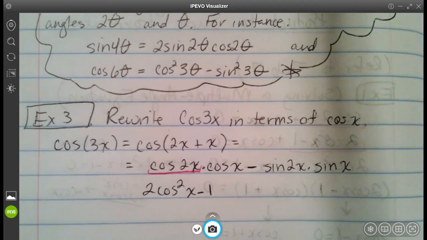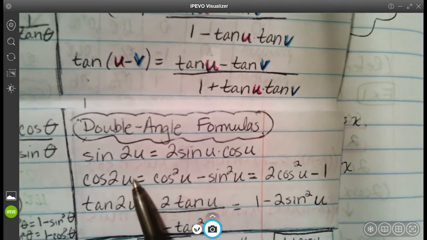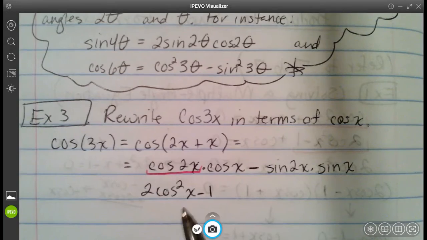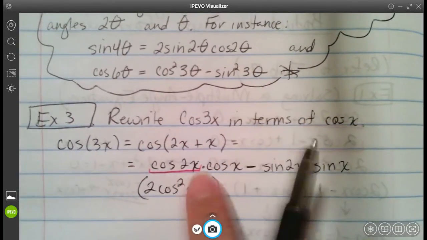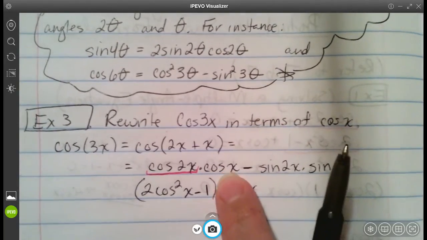I'm going to have some memorized, but I want to show you that all you got to do is look for it. So again, this one is coming from right here: cosine 2 of x or u or whatever is equal to this guy right here. All of that is the part in pink times cosine of x. I still have that cosine right there.